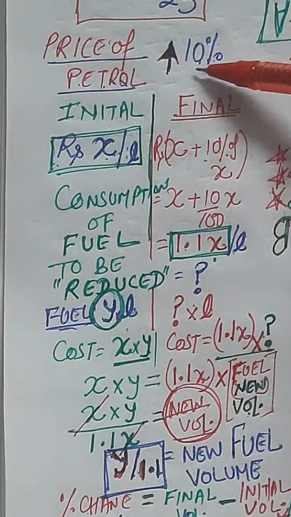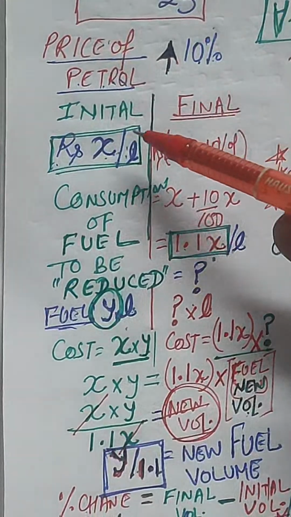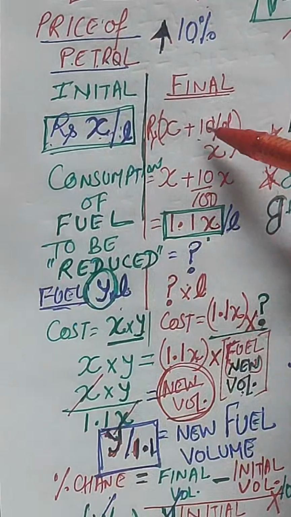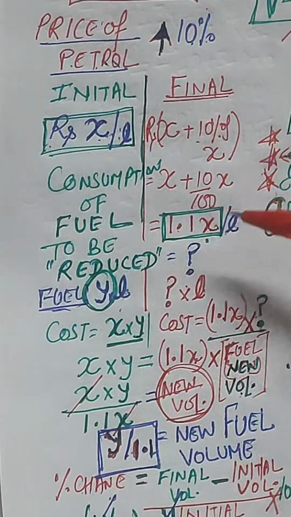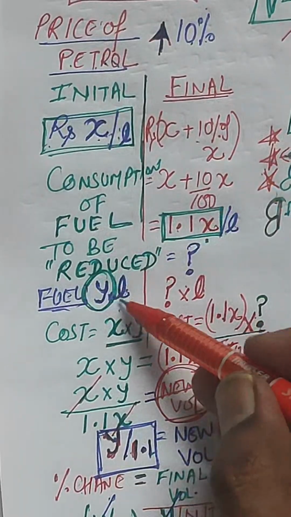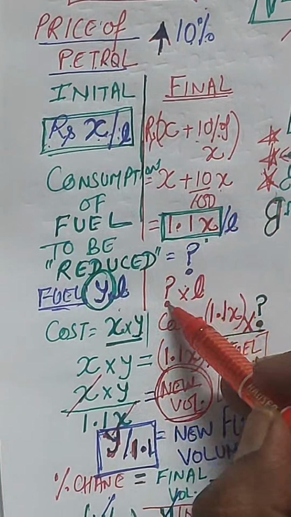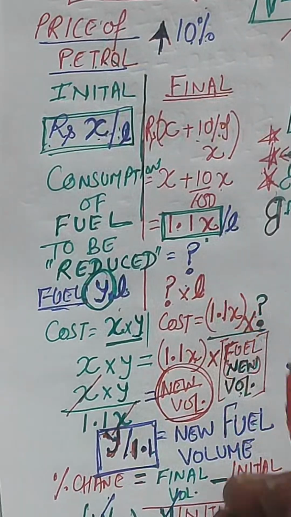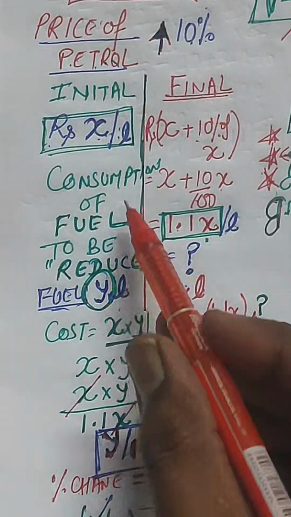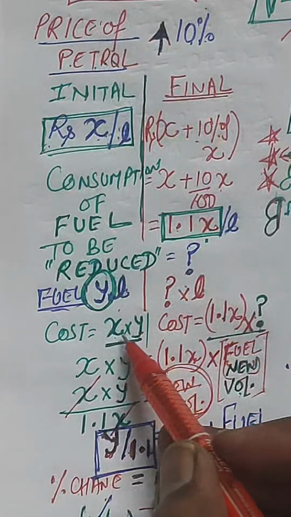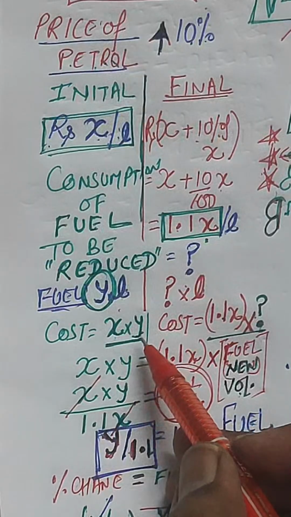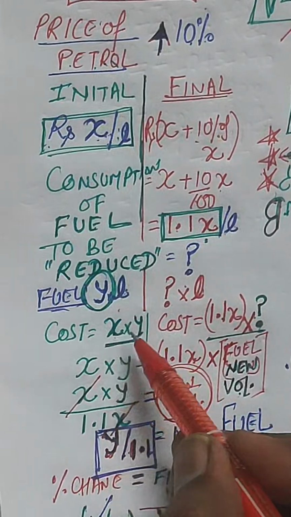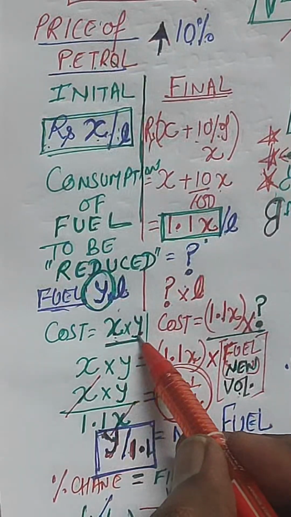when the fuel price was increased by 10%, how we have solved: we considered the initial cost, then the final cost after the increase of 10% will be 1.1x. Earlier, suppose y liters were consumed, then after the price hike, how many liters will be used? Since y liters were used earlier, the cost will be x into y initially, that is total fuel consumed times the rate per liter. So x into y will be the total cost initially.